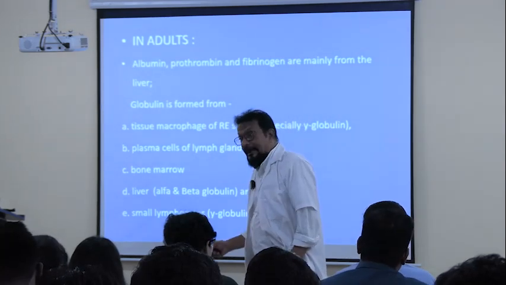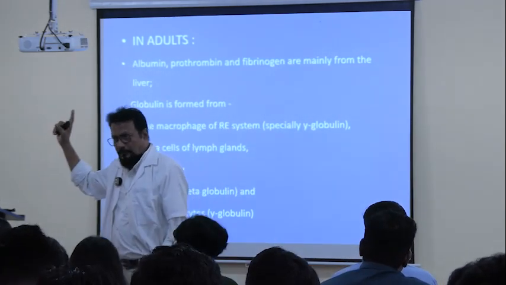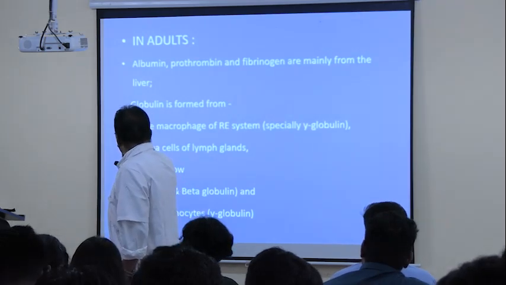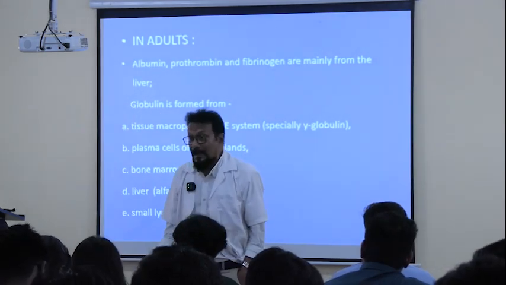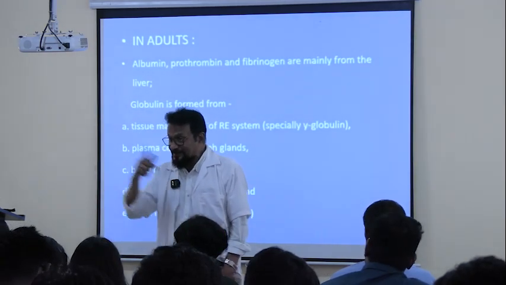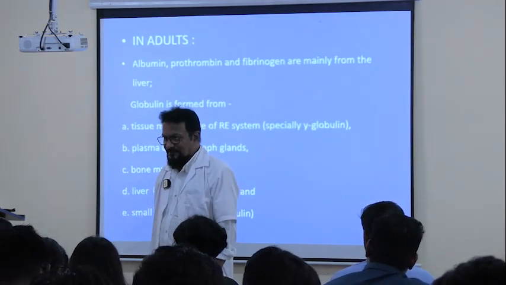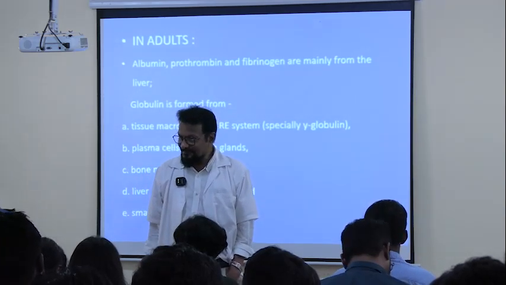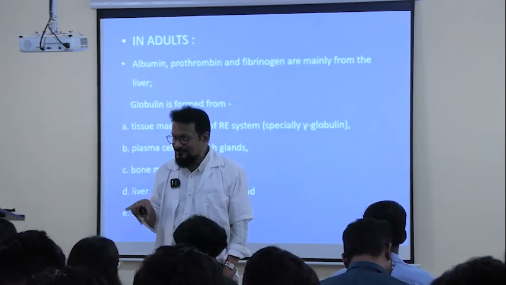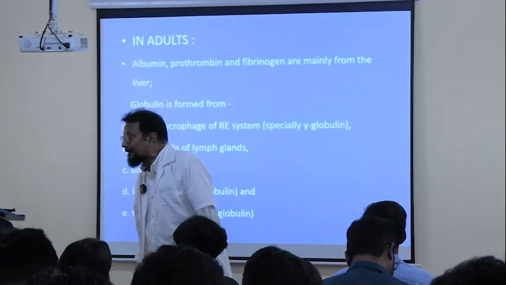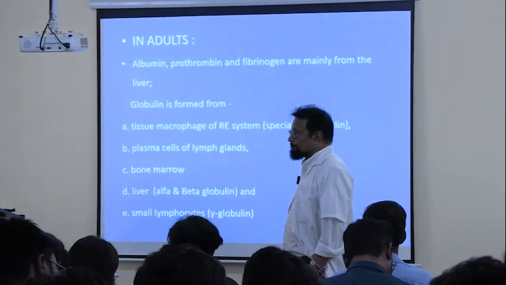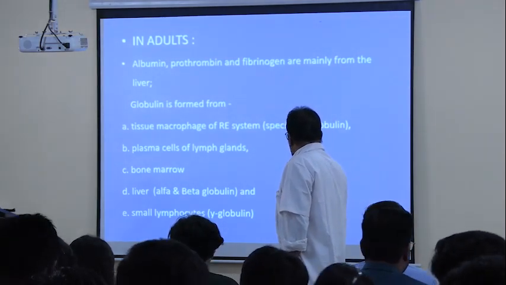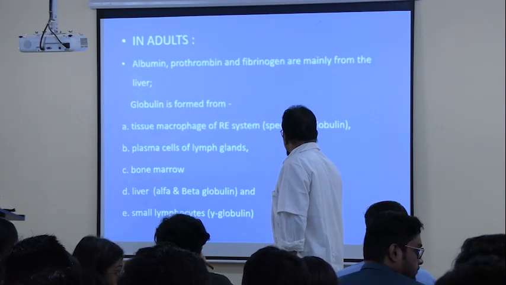Besides albumin, fibrinogen and prothrombin, the liver can also produce alpha and beta globulins, not gamma globulins. These are synthesized by the lymphatic organs, by the small lymphocytes. In blood, you will get small lymphocytes too. So lymphocytes are mainly the source of gamma globulins.